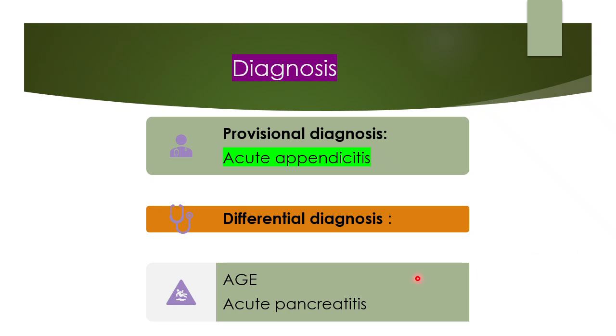Okay, so after the physical examination, we have come to the provisional diagnosis of acute appendicitis with the differential diagnosis of acute gastroenteritis and acute pancreatitis.